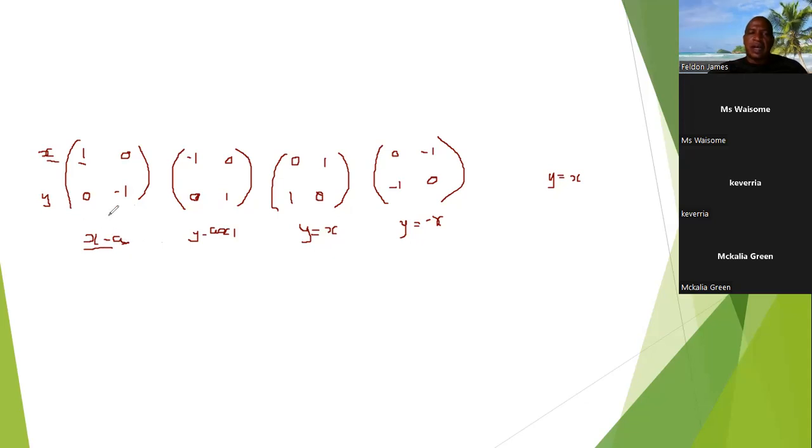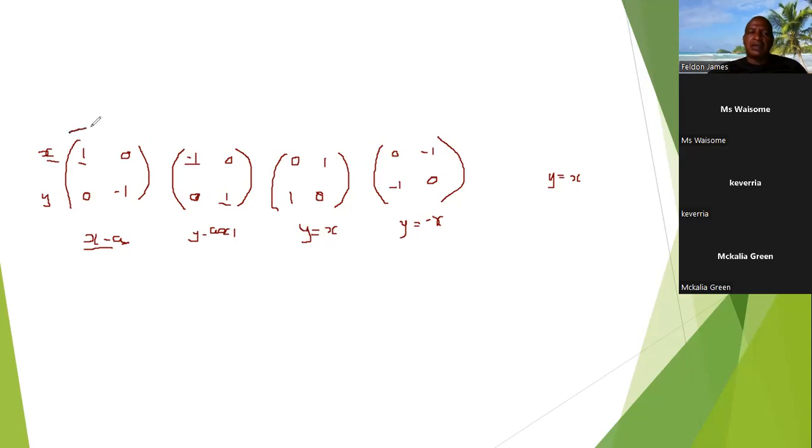Yes, sir. All right, look at the one that reflects in the y-axis now. Notice that the y element one would be positive now. So if it is a reflection in the y-axis, this element one down here is going to be positive, but the one above is going to be negative.